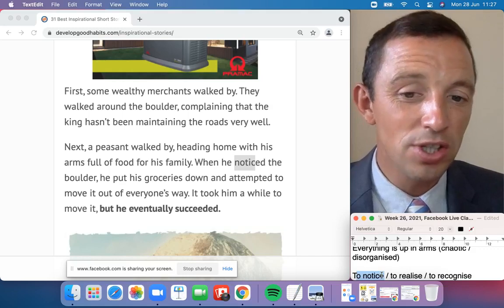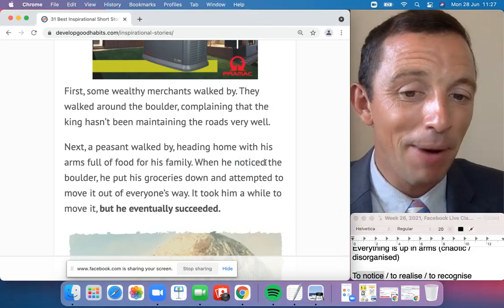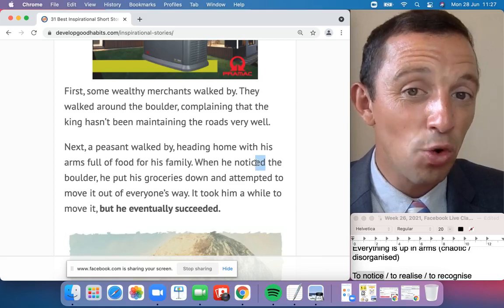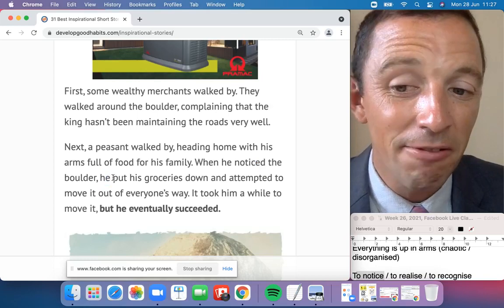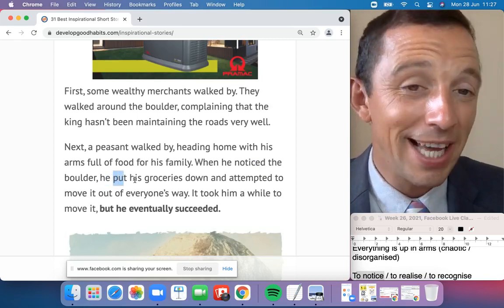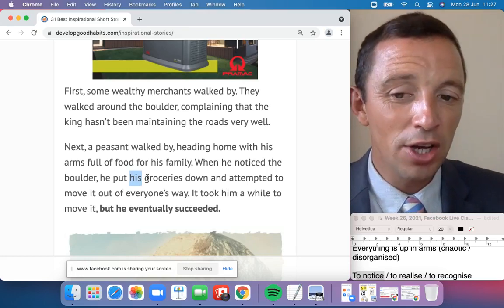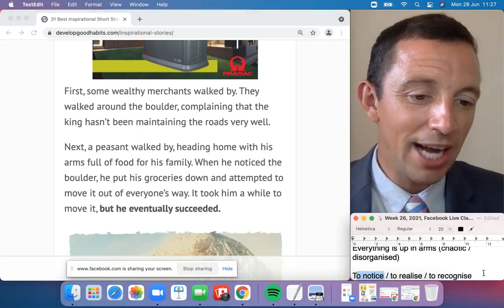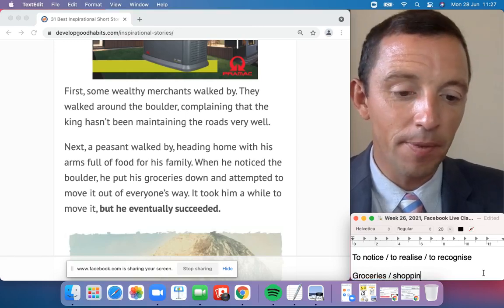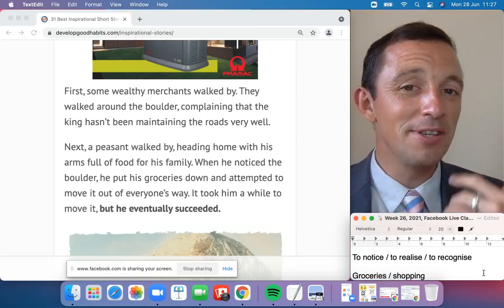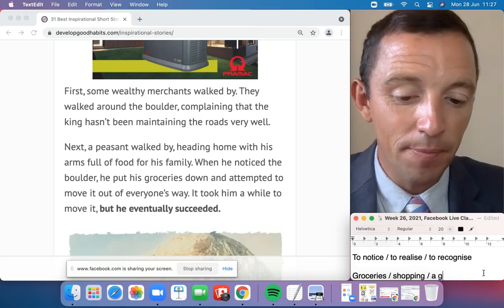So to notice, so when he recognized, when he saw, and again it's the past simple regular, the boulder, he, subject again, the verb to put. So again, that's poner, possessive adjective: my groceries, your groceries, his groceries, and your groceries are like your shopping. It could be fruit, vegetables, milk, bread. They are your groceries. And we say a grocery shop.